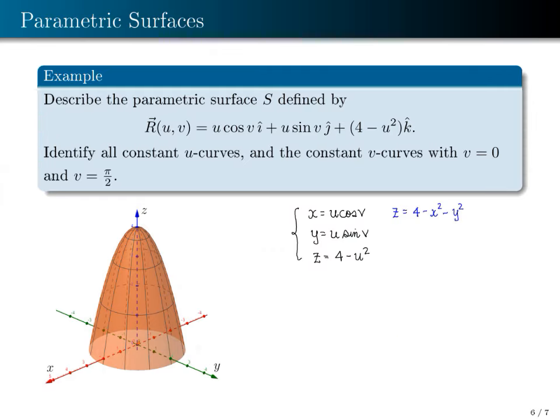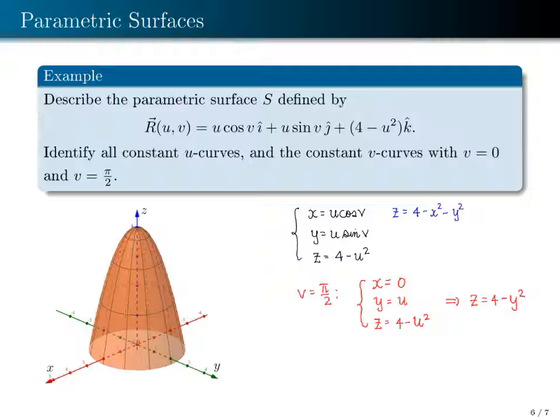Similarly, to obtain the constant v curve with v equals pi over 2, we substitute v equals pi over 2 in each of these equations. This time, we get x is equal to 0, since cosine pi over 2 is 0, y is equal to u, since sine of pi over 2 is 1, and again, z equals 4 minus u squared. Note again that substituting u equals y in the third equation yields z equals 4 minus y squared.